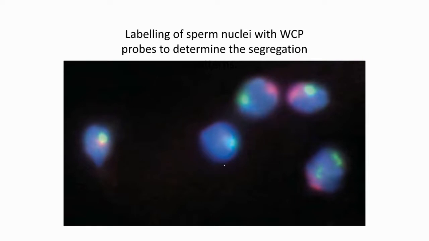And the WCP can also be used in the analysis of sperm chromosome segregation in a man who is heterozygous for an uncommon Robertsonian translocation. This translocation can result in reproductive failure because of imbalance in chromosome meiotic segregation.